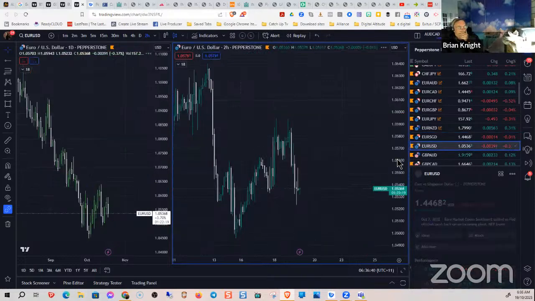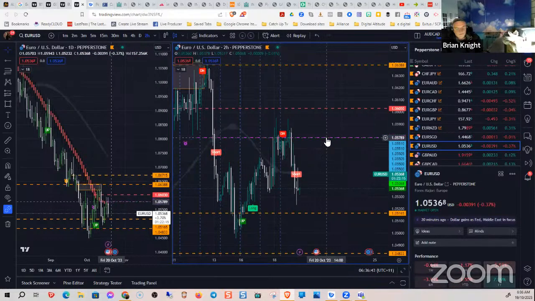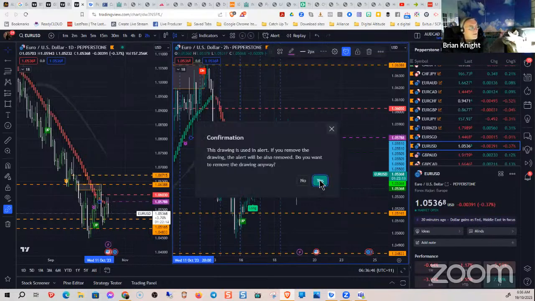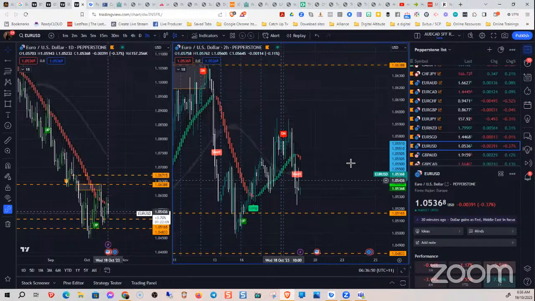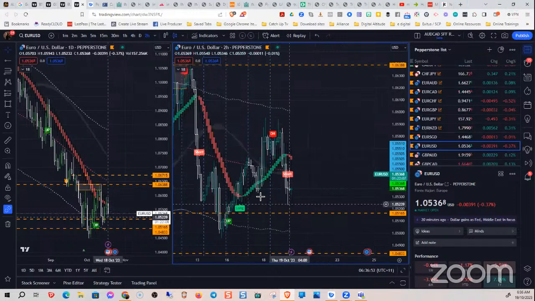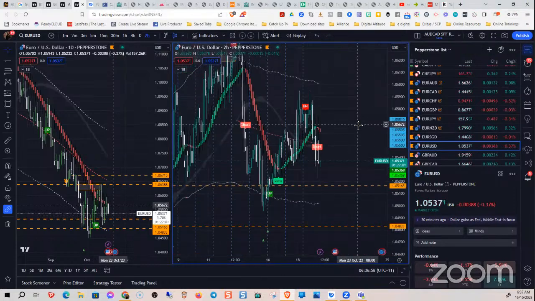Euro USD, it has already done that. It just broke structure. Yeah, it did, didn't it, down here? So I'm waiting for a pullback. Pull back and then get into the sell again.